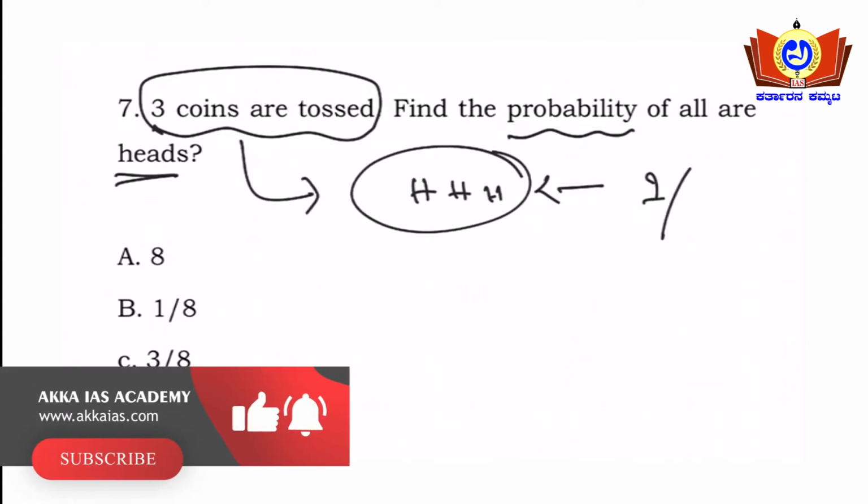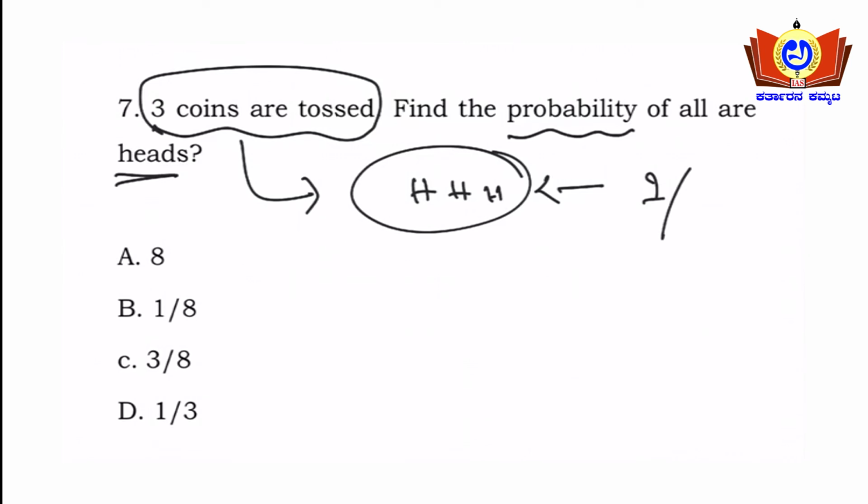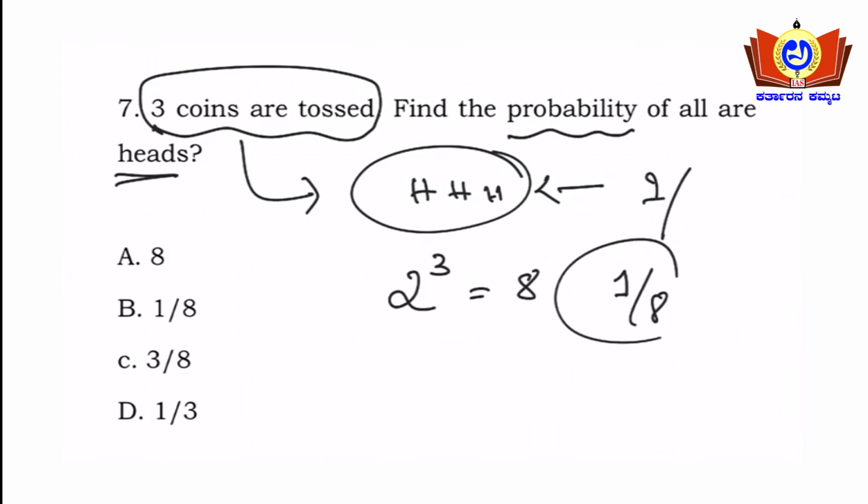So 3 coins are tossed, right? For each coin there will be 2 possibilities. So 3 coins are tossed, 2 to the power 3, that will be 8. So 1 upon 8 is the answer here. Option B is the right answer.